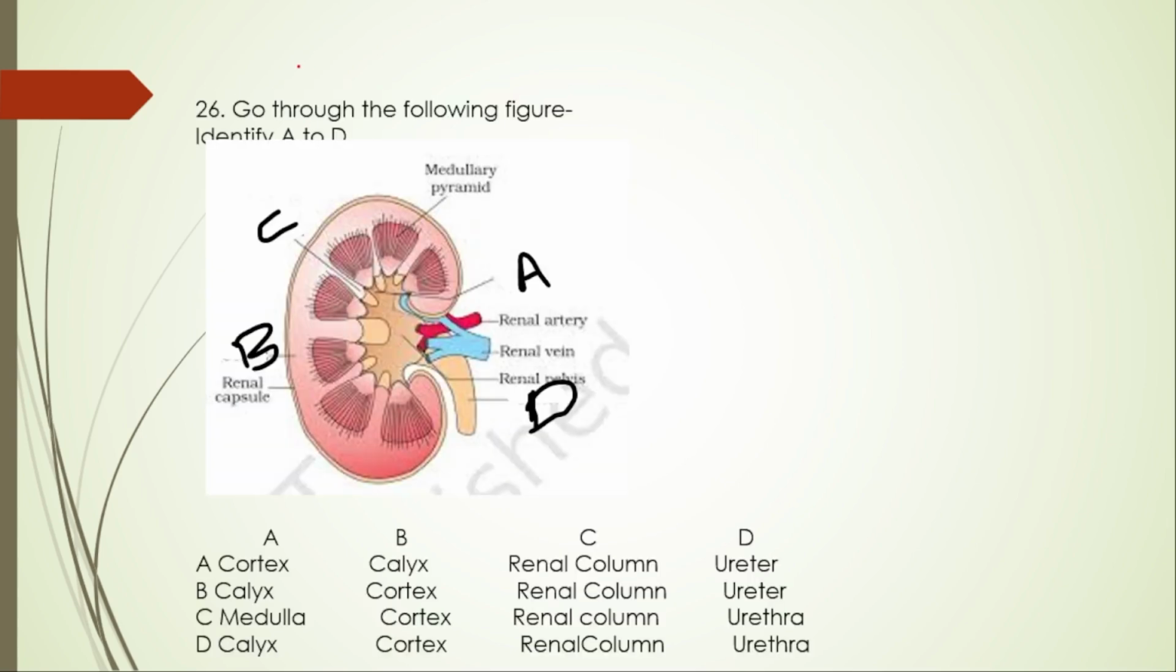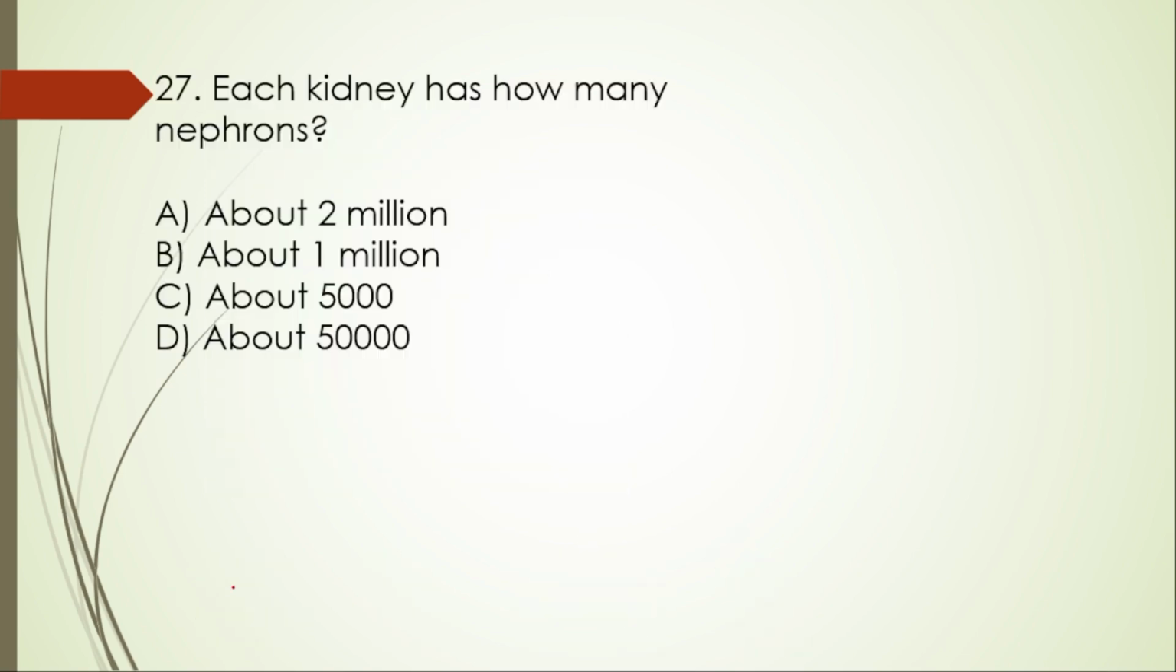Next question, question number 26. Go through the following figure, identify A to D. What is A? A is calyx, B is cortex, C is renal column, and D is ureter. So here the right option is option B. Next question, question number 27. Each kidney has how many nephrons? A. About 2 million, B. About 1 million, C. About 5,000, D. About 50,000. So here the right option is about 1 million.